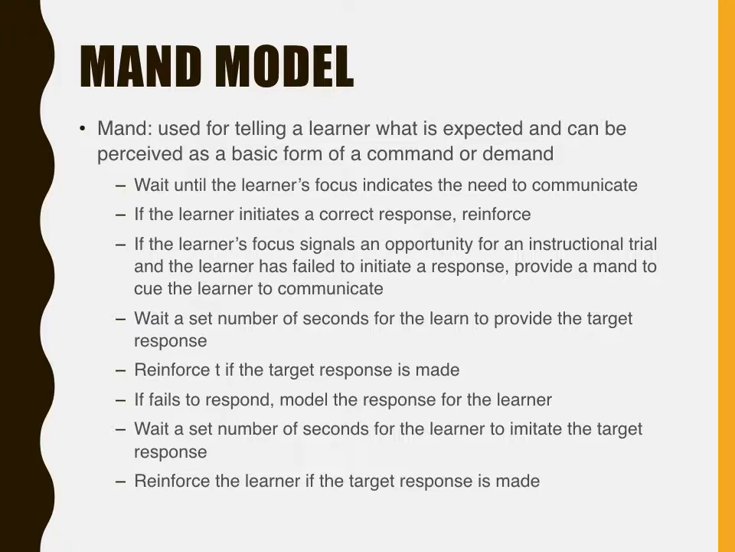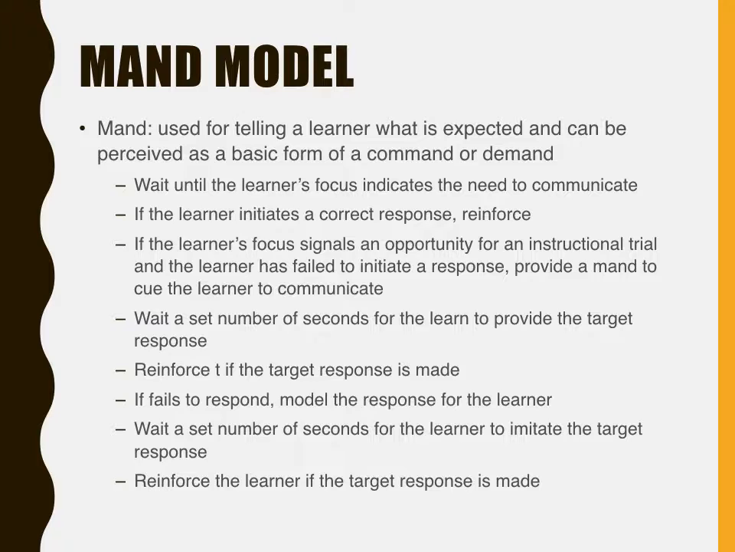You can wait for 3 seconds, 4 seconds, whatever seconds you set, and then you can reinforce the student if the target response is made. So you can say, yes, you can have a drink, and you can pour a cup of lemonade for your students. And if the learner fails to respond or responds incorrectly, you can verbally model the response for the students.